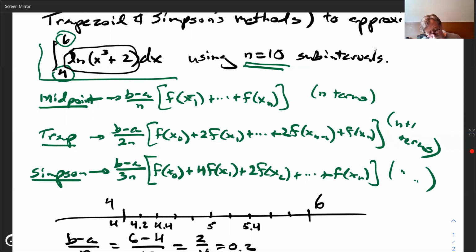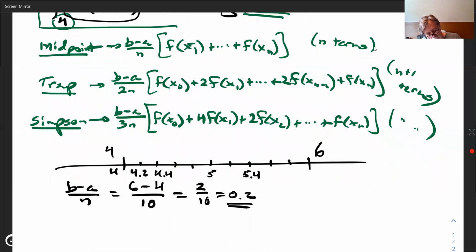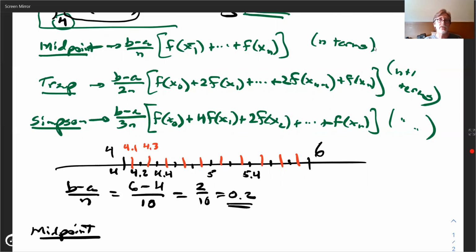The first one we'll mess around with is midpoint. As soon as you have all those numbers, 4, 4.2, 4.4, midpoint says no, I don't want those numbers. What I want are the midpoints of those intervals all the way down the line. There are 10 of them because there are 10 subintervals. Between 4 and 4.2 is 4.1, between 4.2 and 4.4 is 4.3, and then you see the pattern: 4.1, 4.3, 4.5, 4.7, 4.9, 5.1, 5.3, 5.5, 5.7, 5.9, and that's it.